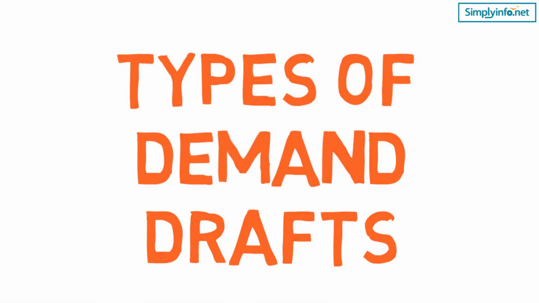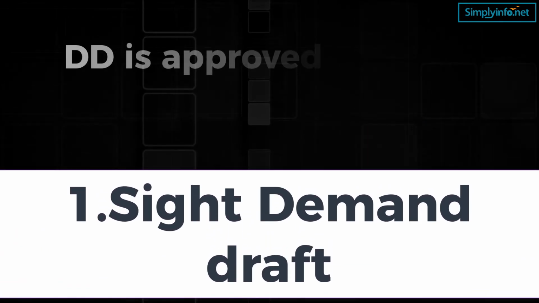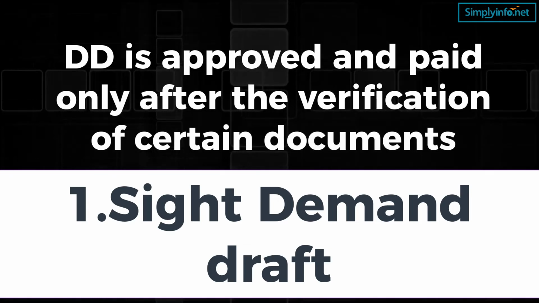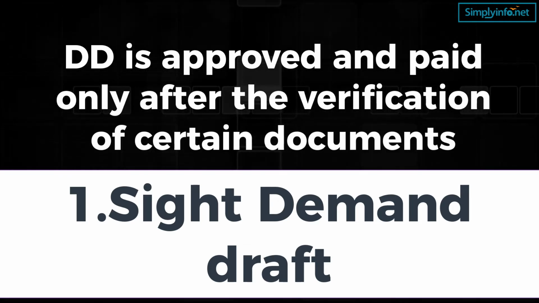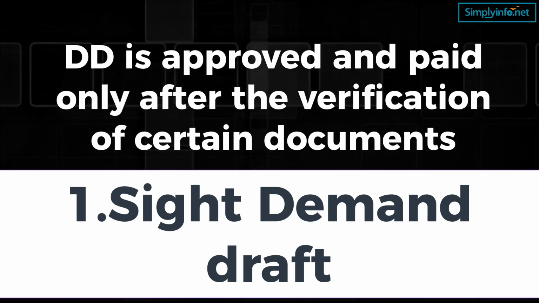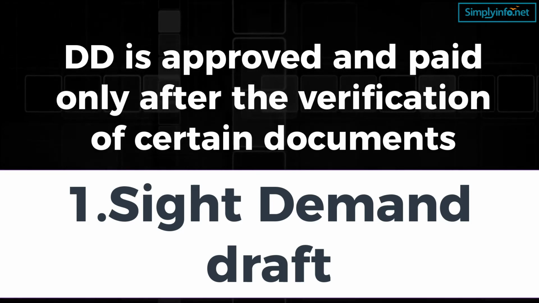Now let's look into the types of demand drafts. Demand drafts are of 2 types. One is the sight demand draft. This type of DD is approved and paid only after the verification of certain documents. The payee will not be able to receive money if he or she fails to present the required documents. The DD is payable immediately. It is often used when purchasing goods internationally.